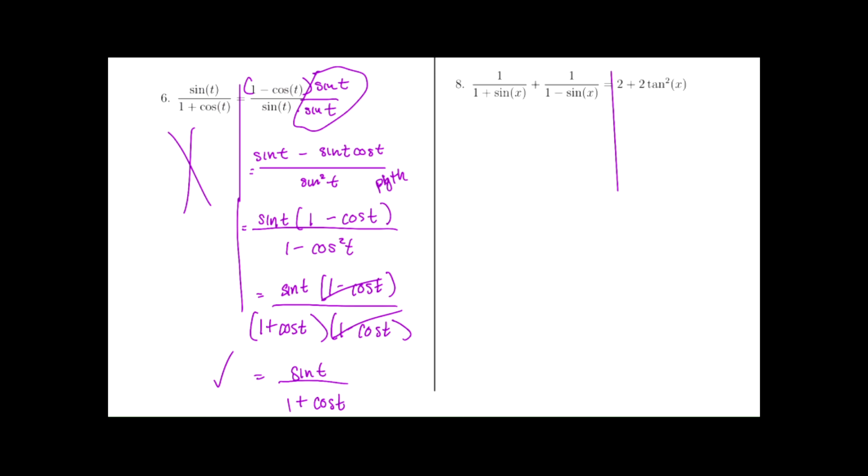I'm going to start on the left-hand side, and I'm going to multiply to get a common denominator. So I need to multiply this by 1 minus sine x. If I do that on the bottom, I need to do it on the top as well, so that I haven't changed anything. So I have 1 minus sine x over 1 minus sine x times 1 plus sine x. And a similar thing over here, I need to multiply by 1 plus sine x because that's the thing I need on the bottom.